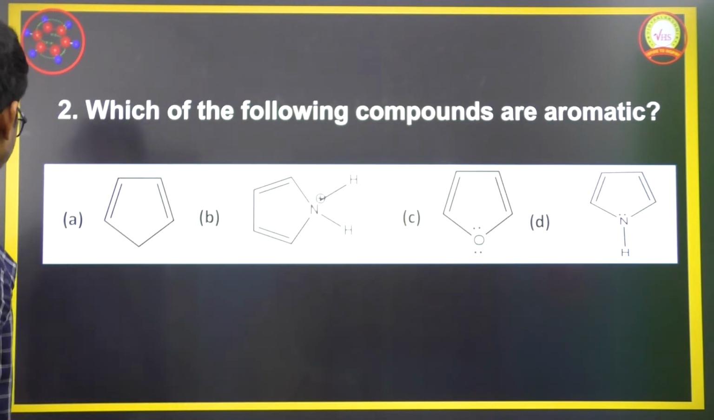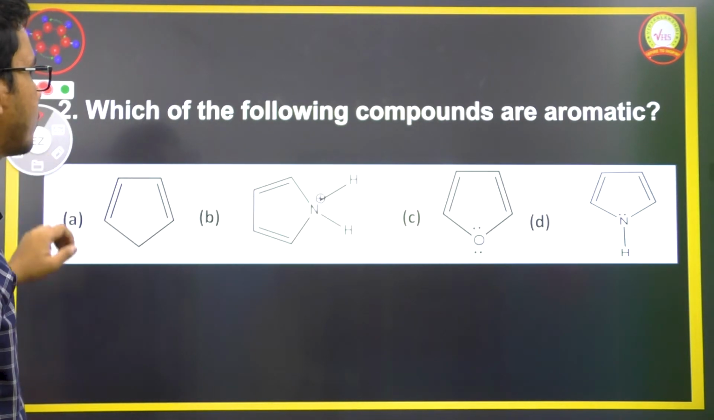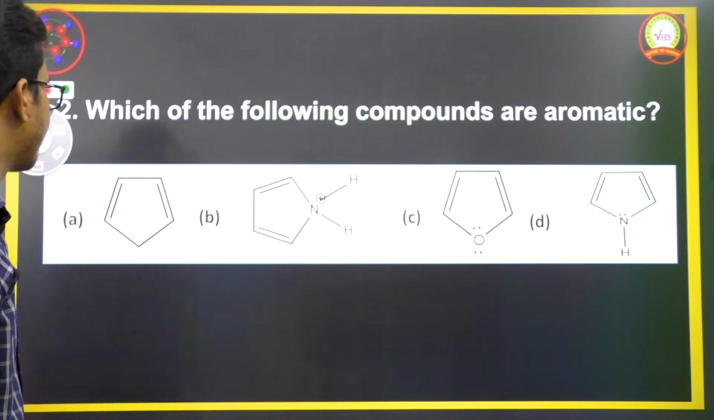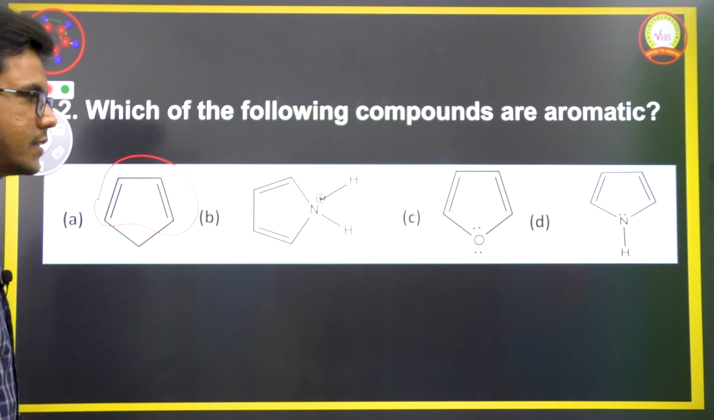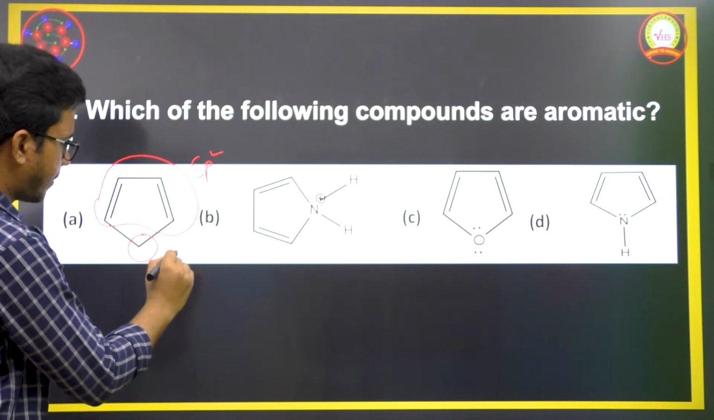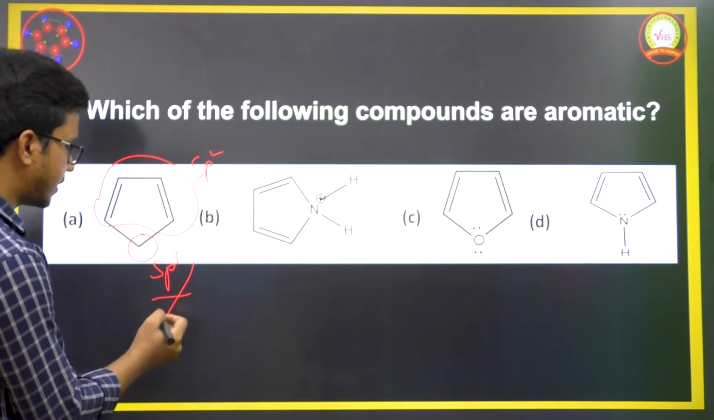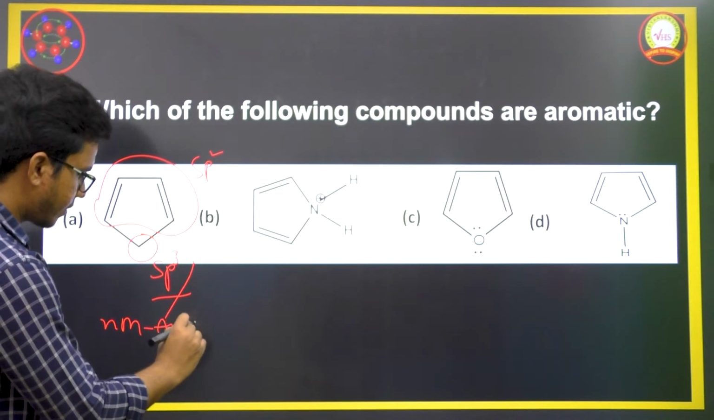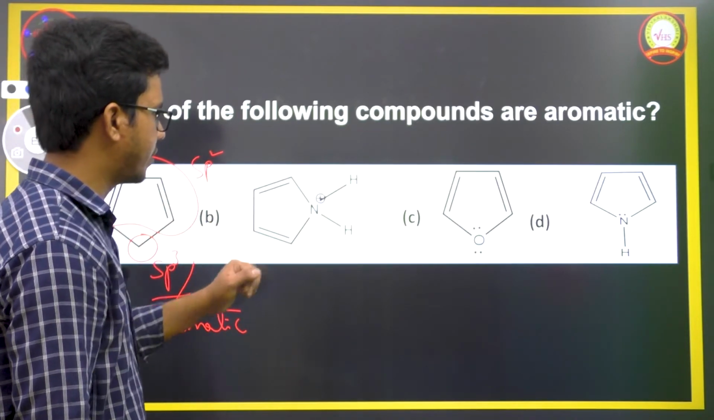Which of the following is aromatic? Which of the compounds means we can find more than one also, right? Let us take the first one. All these 4 carbons are sp2 hybridized carbons. Here it is one sp3 hybridized carbon. Then it is going to be non-planar, so it becomes non-aromatic.